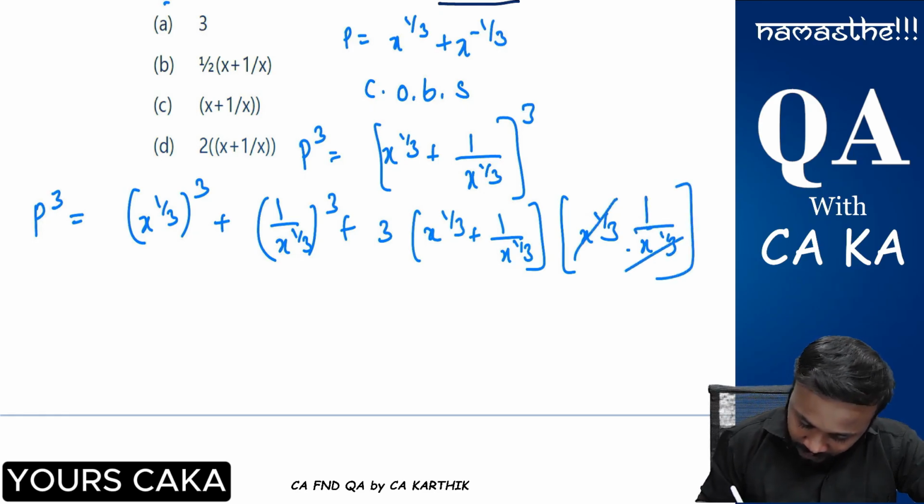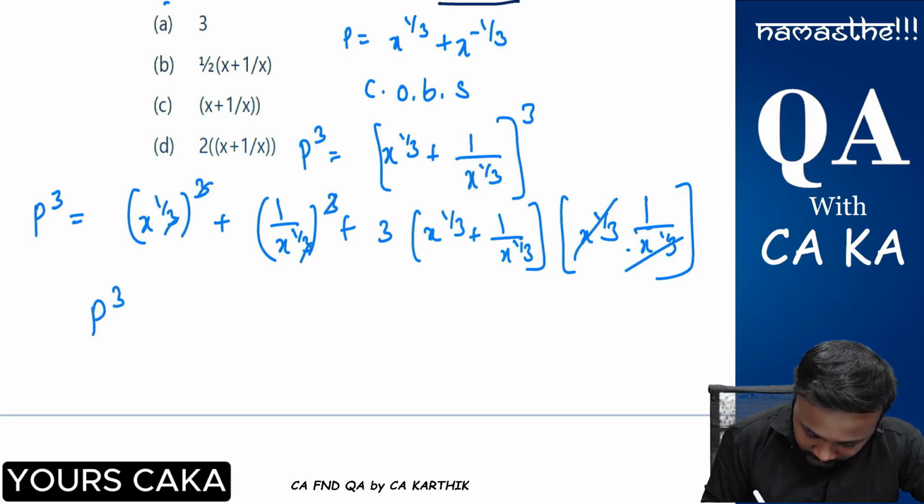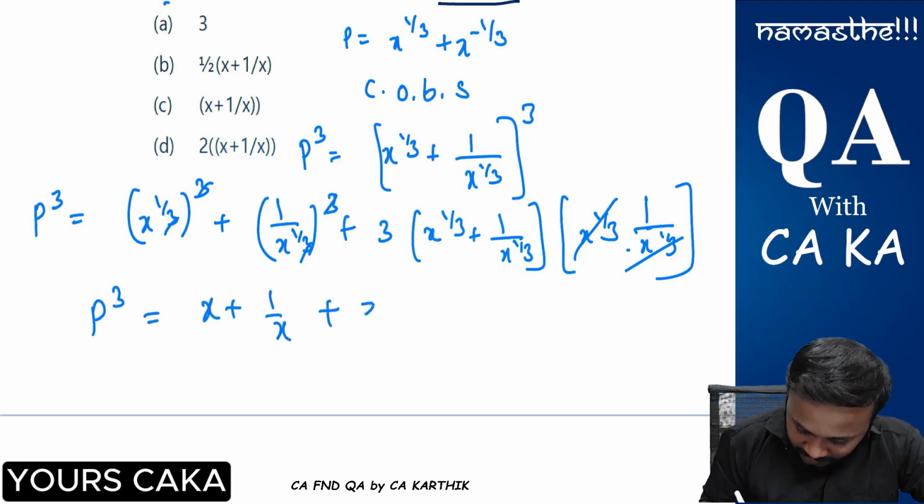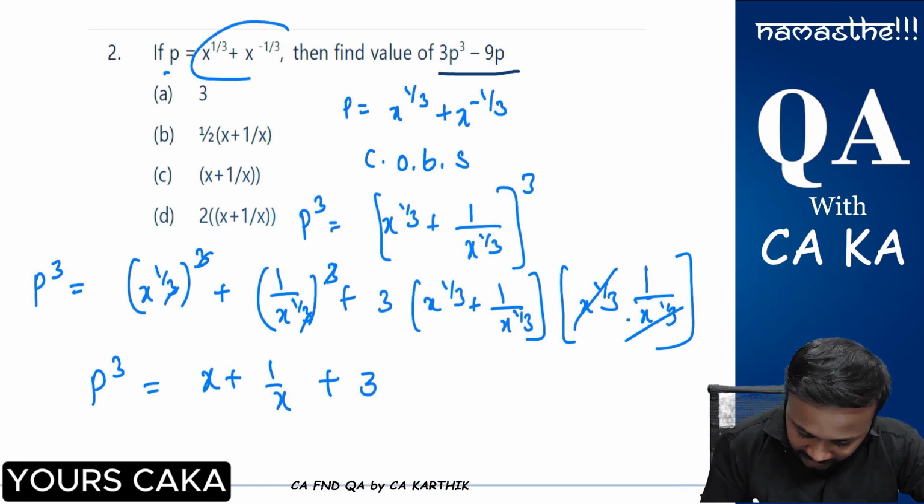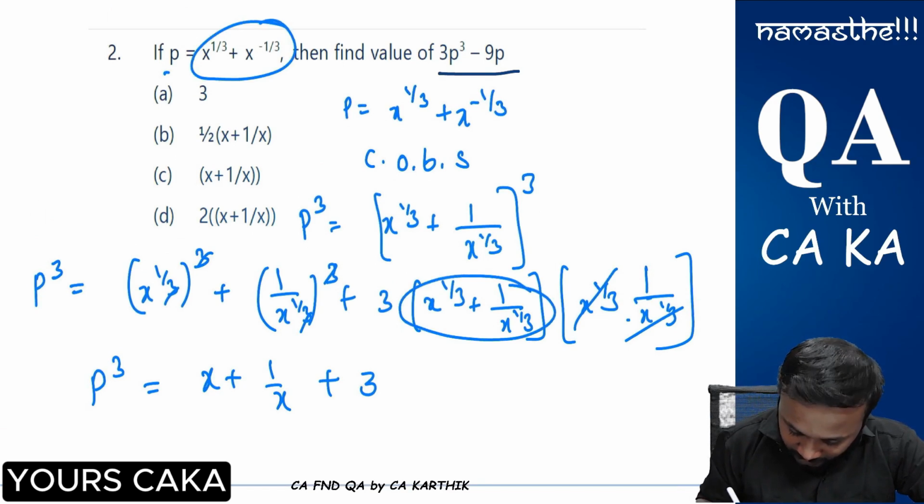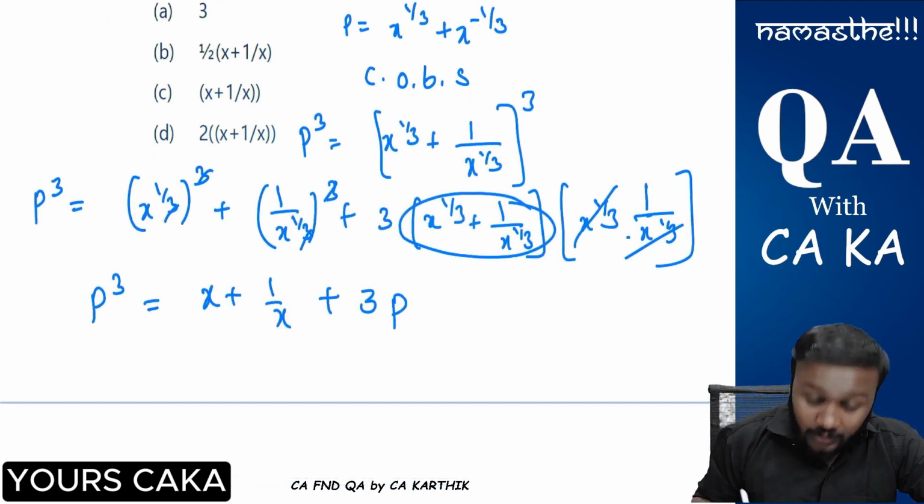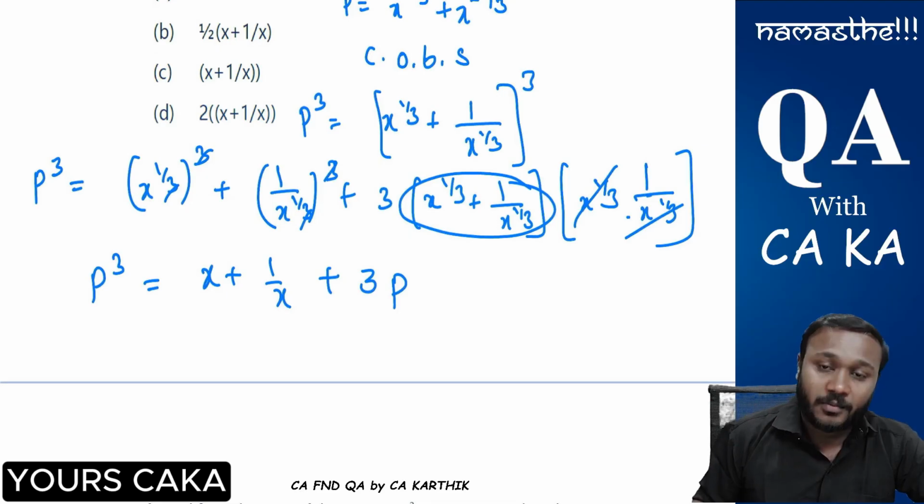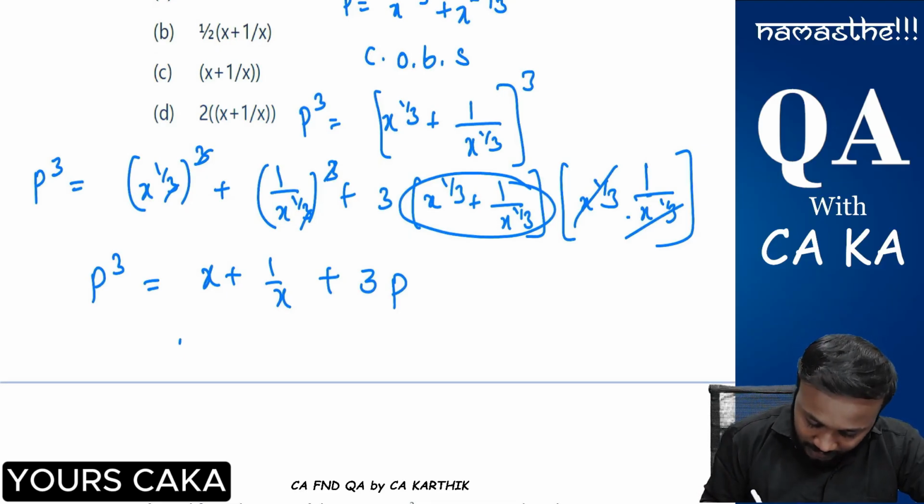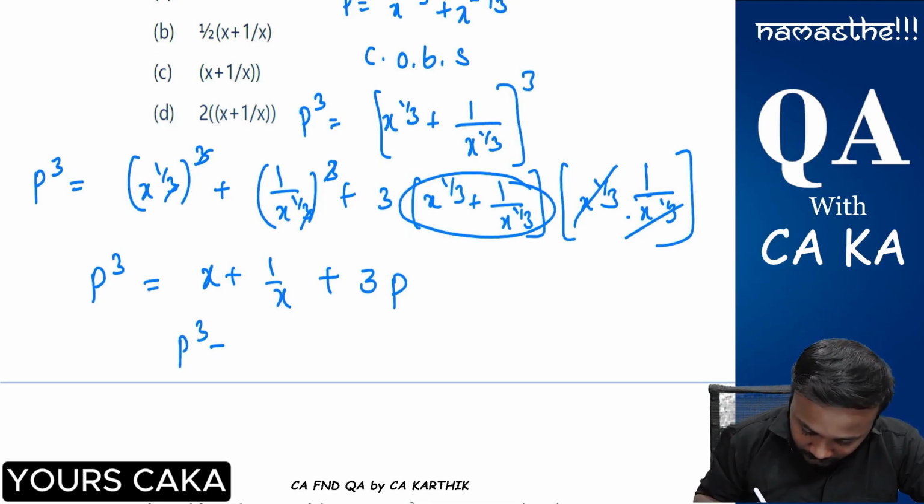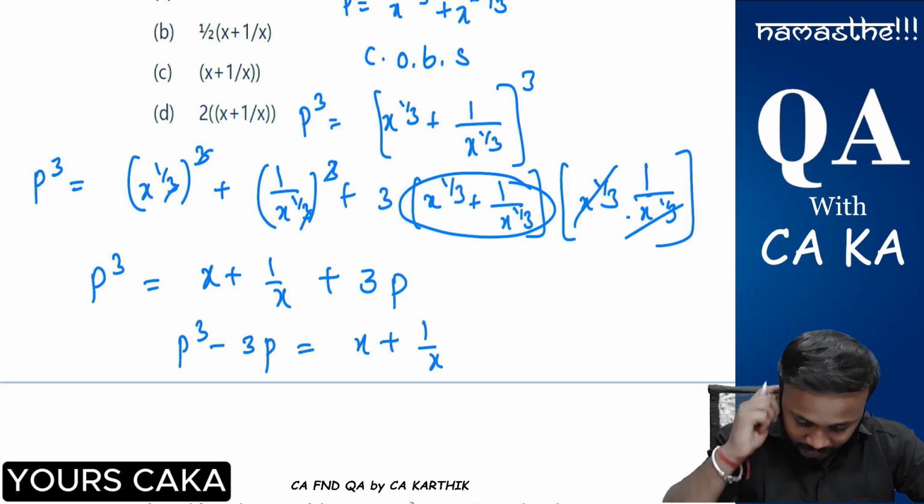So the cubes get cancelled. What you are left with is p cube is equal to x plus 1 by x plus 3. So if you see, this is the same as p. So we can write p cube is equal to x plus 1 by x plus 3p. Send 3p to that side. P cube minus 3p is equal to x plus 1 by x.